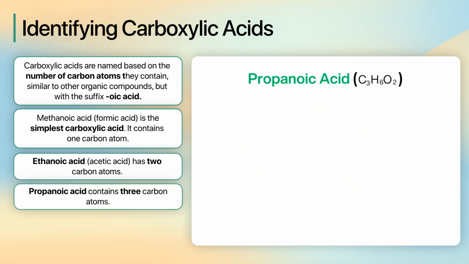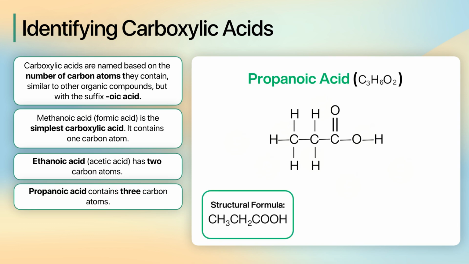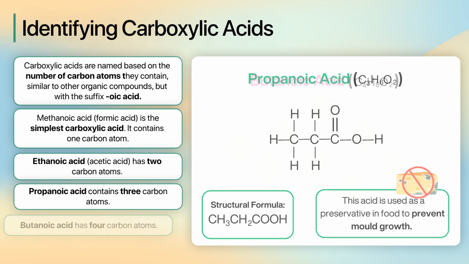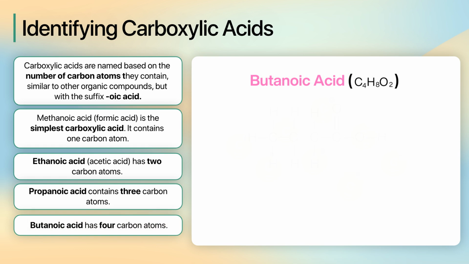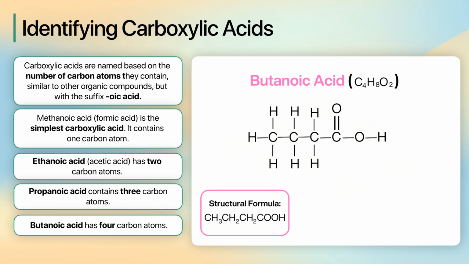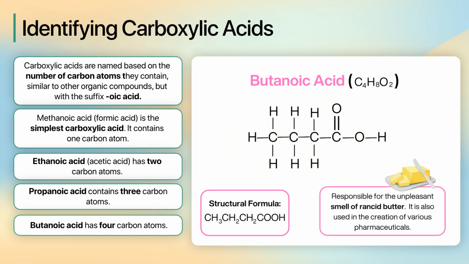Propanoic acid contains three carbon atoms. Its structural formula is CH3CH2COOH. This acid is used as a preservative in food to prevent mold growth. Finally, butanoic acid consists of four carbon atoms and has the structural formula CH3CH2CH2COOH. It's responsible for the unpleasant smell of rancid butter and is also used in the creation of various pharmaceuticals.